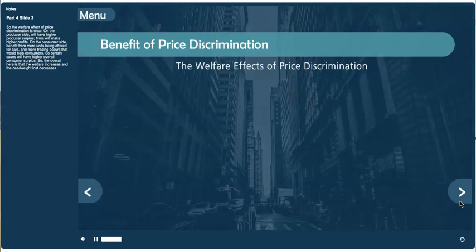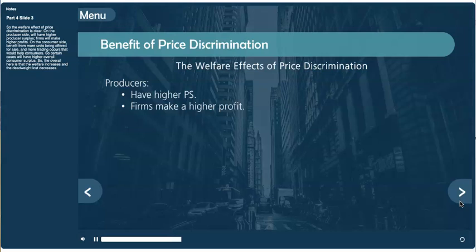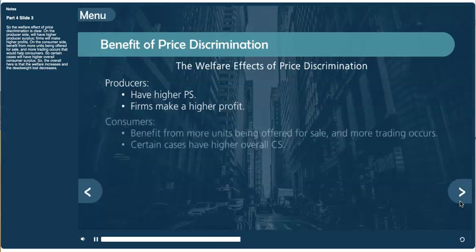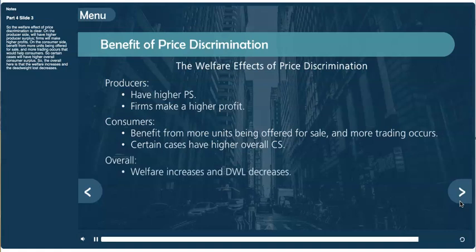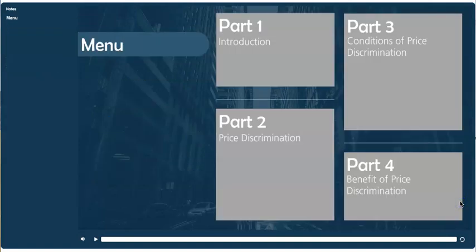So the welfare effects of price discrimination are really clear. On the producer side, we'll have a higher producer surplus, firms will make higher profit, and on the consumer side, consumers benefit from more units being offered for sale and more trading occurs. So certain cases have higher overall consumer surplus. So the overall point here is that welfare increases and the deadweight loss decreases. So that is the last one for price discrimination.